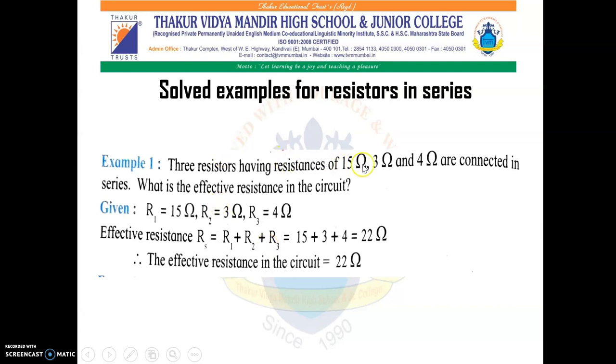Here they are connected in series. So the effective resistance will be the sum of all the resistances connected in series. Here there are three resistances, so we will add the values 15 plus 3 plus 4. That comes out to be 22 ohms. So the effective resistance in the circuit is 22 ohm.